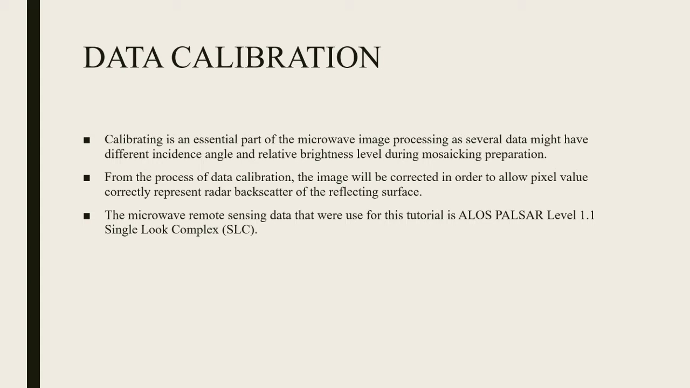Calibrating is an essential part of the microwave image processing, as several data might have different incident angle and relative brightness level during mosaicing preparation. From the process of data calibration, the image will be corrected in order to allow pixel value to correctly represent radar backscatter of the reflecting surface. The microwave remote sensing data that were used for this tutorial is ALOS PALSAR Level 1.1 Single Look Complex.